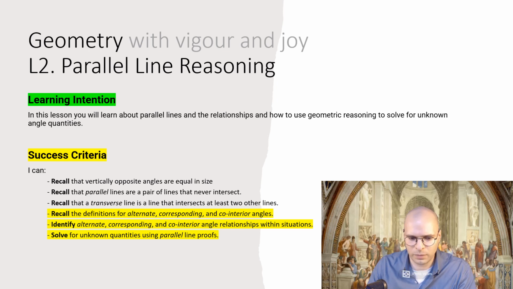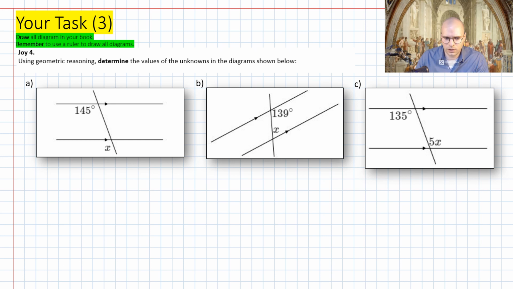By now, you should be able to recall the definitions for alternate, corresponding, and cointerior angles. You should be able to identify alternate, corresponding, and cointerior angle relationships within situations. And finally, you should be able to solve for unknown quantities using parallel line proofs. Your turn. Using geometric reasoning, determine the values of the unknowns in the diagram shown below. Remember to draw all diagrams in your book. Remember to use a ruler. Pause the video now and unpause as you complete each question.